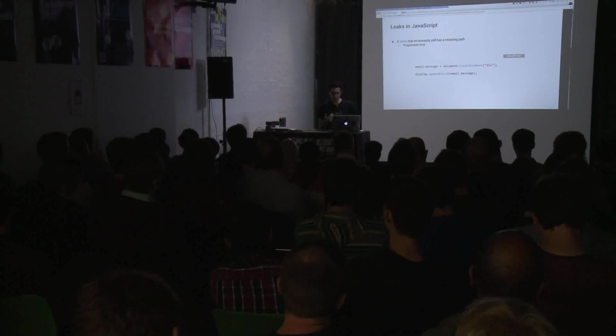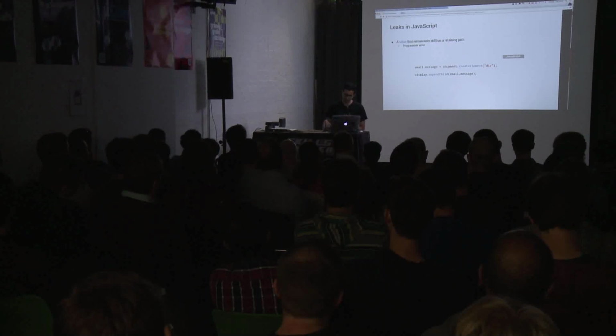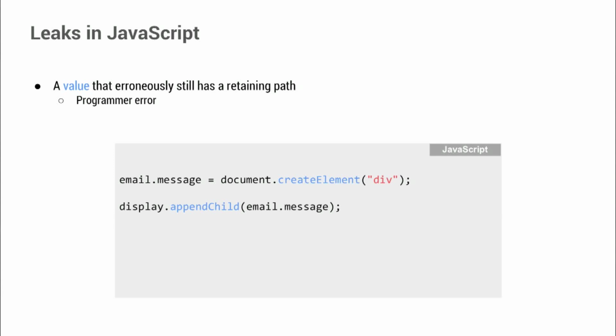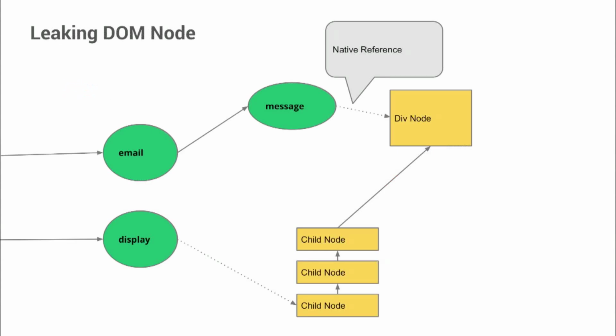If we take a look at this really simple example, it's a little bit Gmail themed, where we've got an email message and we're appending it to a list. We have an email object, we have this message field inside of it. We assign that to a div node in the DOM, and we then want to display these email messages. So we add that div node into a display list as well, right? This is what the object graph looks like after running this code. That's a very simplistic piece of code, and this is what the object graph looks like for it.